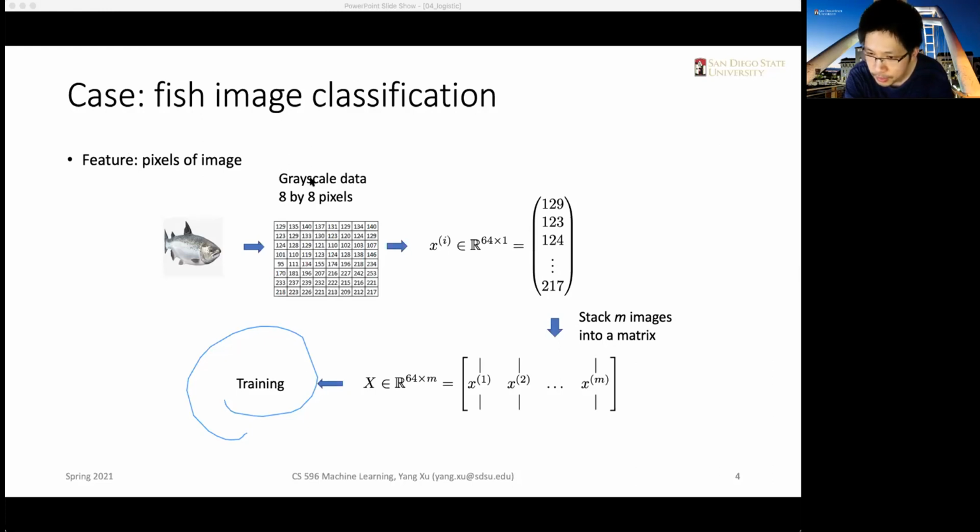Yes, so the x1, x2, x3 represent three different images of the same fish.